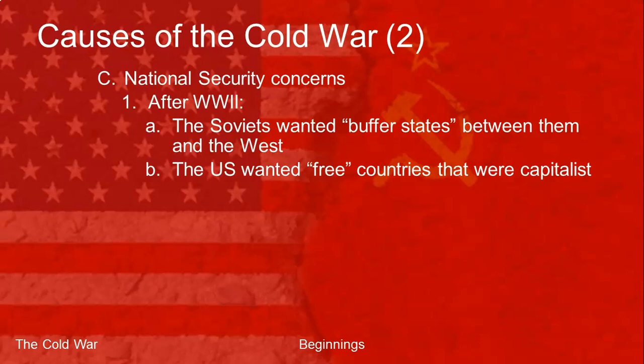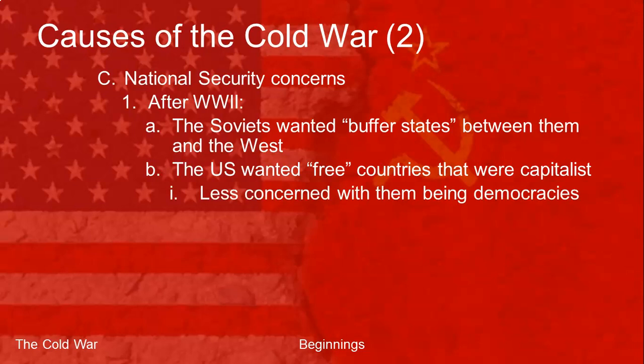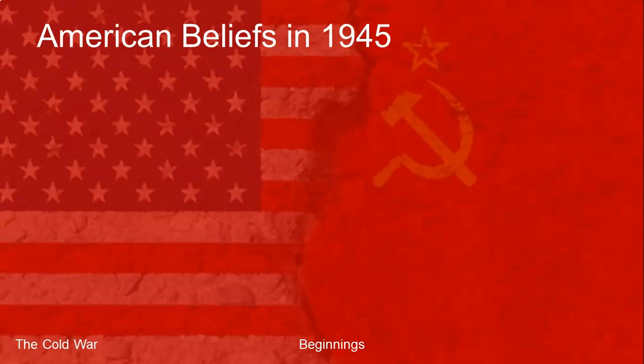The United States, of course, wanted free countries that were capitalist, and I put "free" in quotation marks because another characteristic of the Cold War from our point of view is that if you were on our side and you weren't allied with the Soviet Union, we didn't necessarily care if you were a democracy. We will have several friends that are dictators, but they're not communists, so at least they're a dictator that's on our side.